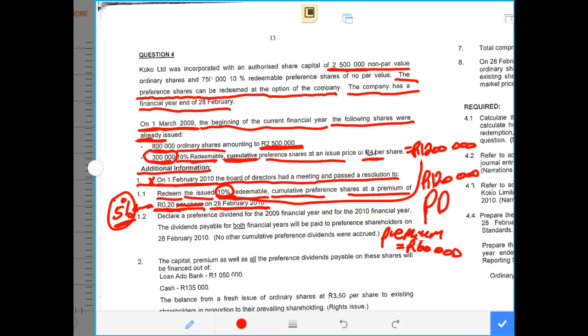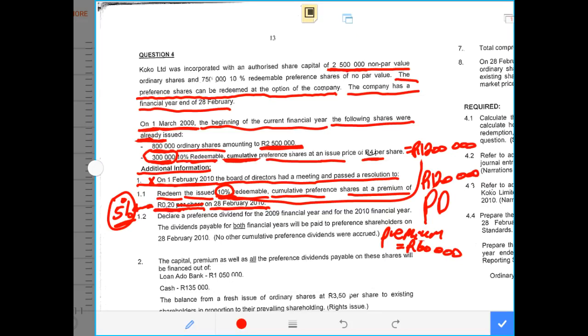So now secondly, in this case, they told us that the board of directors passed a resolution to redeem the preference shares, and we said that all of them are being redeemed. If they are all being redeemed, we need to take into account the fact that it's not always the case that preference shares will always be redeemed, all of them.